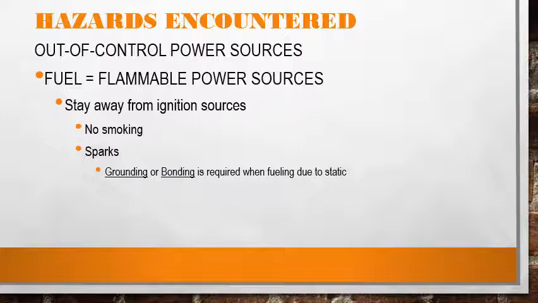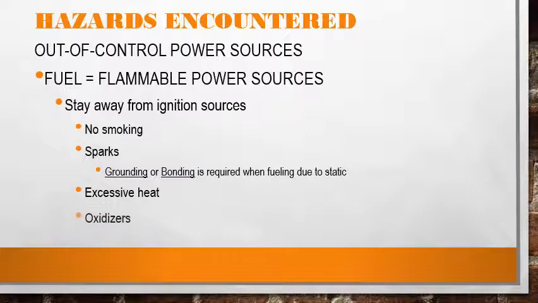Grounding is setting the can or the tool on the ground so that there is no static buildup between the fuel source and the fuel tank. When you cannot get the tool or the tank on the ground, bonding involves taking a metal wire or chain and attaching that to the tool and then to the ground, and then it can be safely fueled.